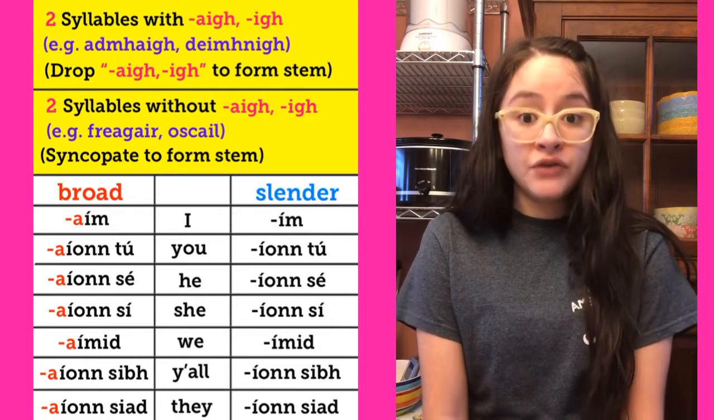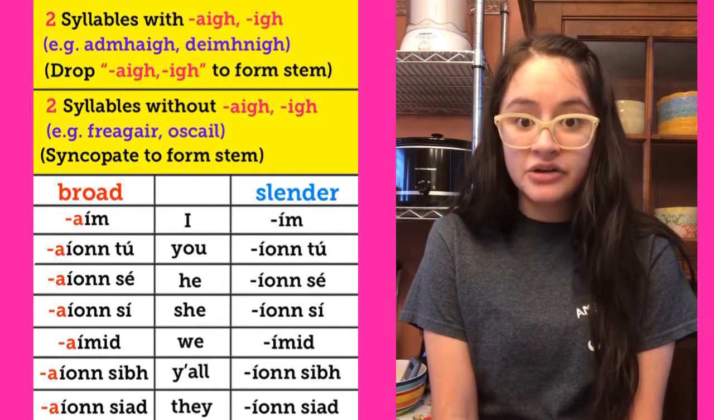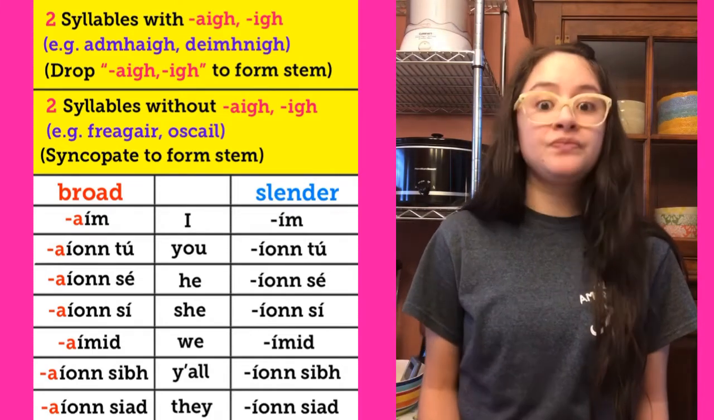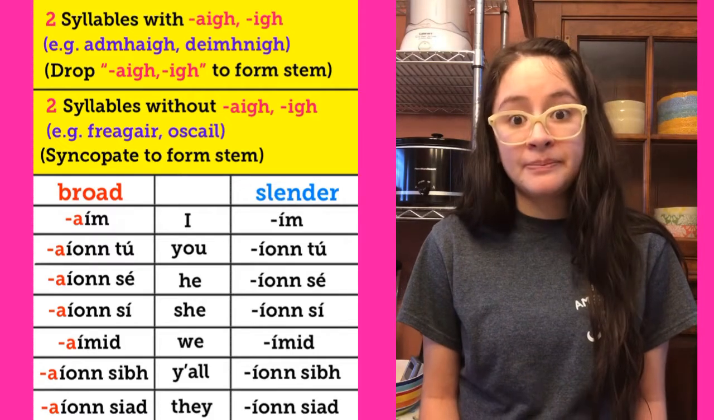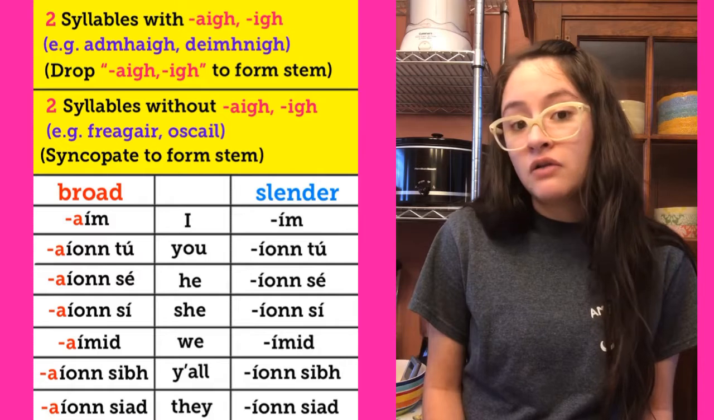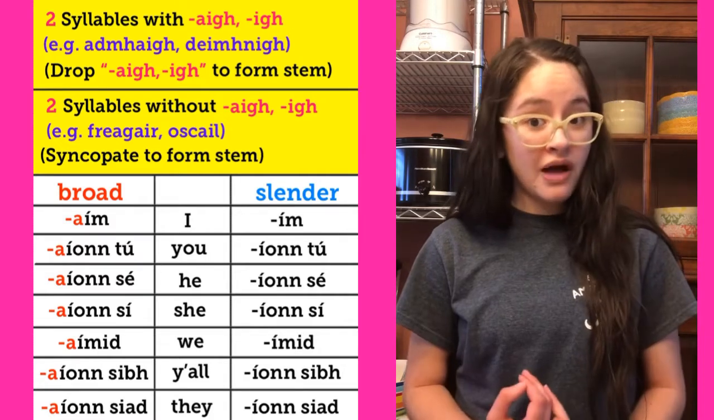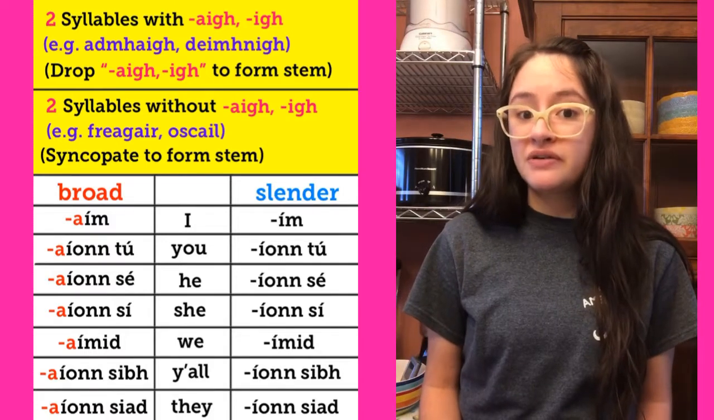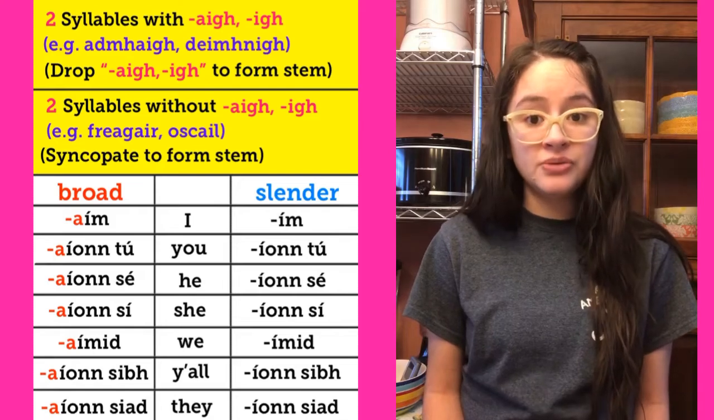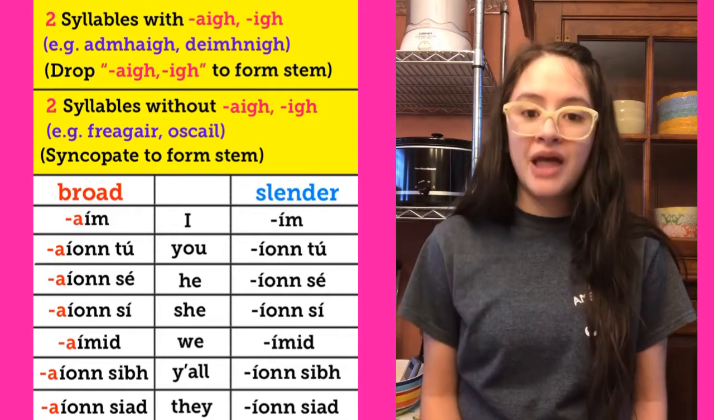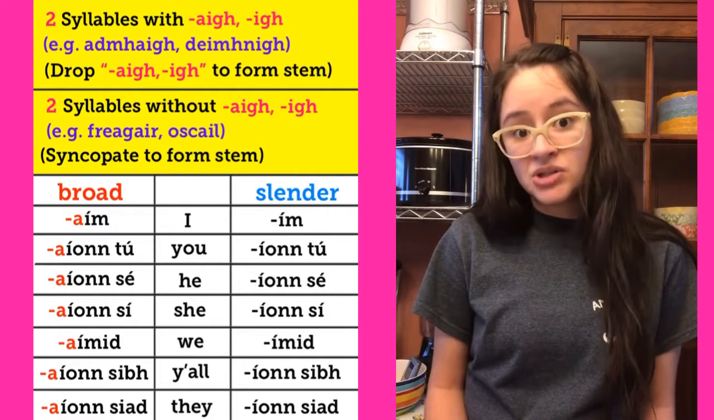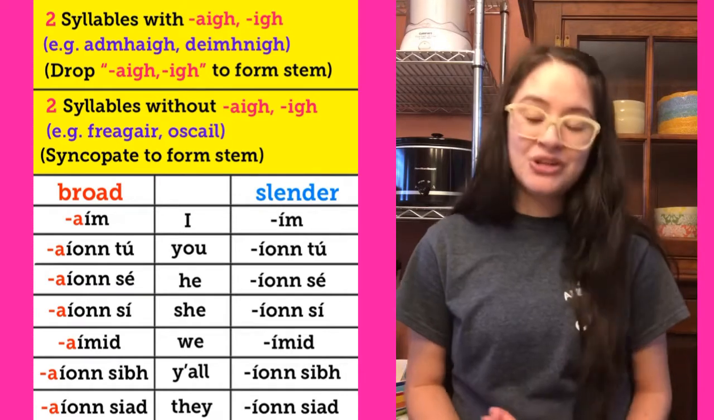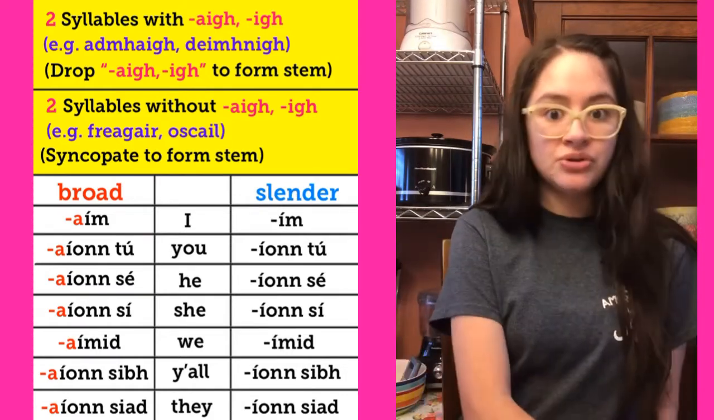Well, for that first group that ends in aigh or igh and is two syllables, we form the stem by dropping the aigh or the igh. What's left will be the stem. We then look at what's the final vowel in that stem, and if it's a broad vowel, the verb is broad. If it's a slender vowel, the verb is slender, and we should choose the suffixes accordingly. For the syncopated verbs, to form the stem, we syncopate them like we talked about before, and then that's the stem. We look at the last vowel in that stem, and if it's a broad vowel, then we choose a broad ending. If it's a slender vowel, then we choose a slender ending.